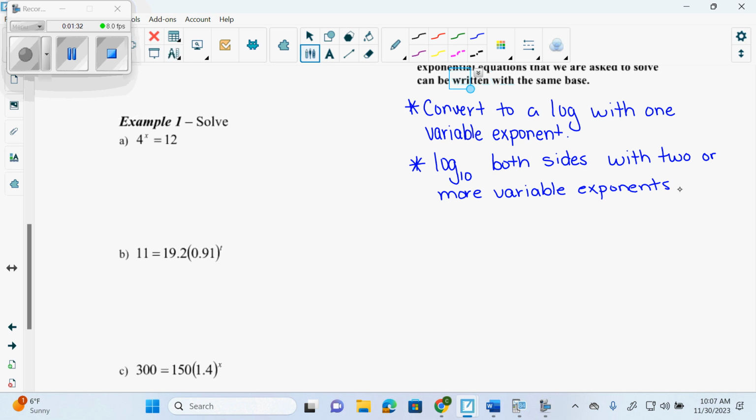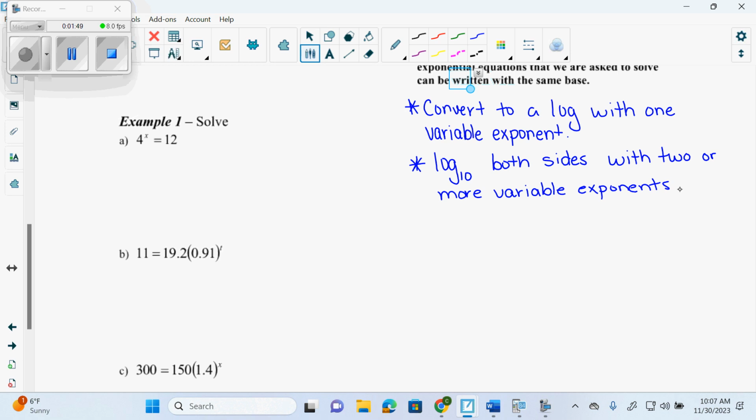Now, if we have 2 or more exponents, we could common base, if that's a possibility, right? But if it's not a possibility, we have to log base 10. Log base 10 always works. Common base only works if you can make a common base, but it's often faster. So look for common base first.